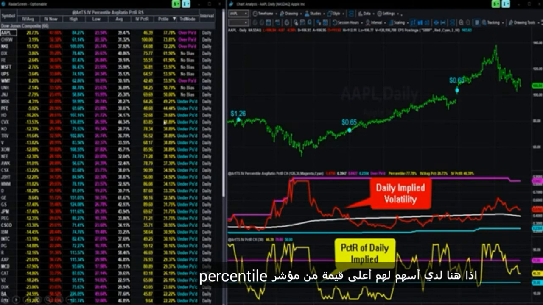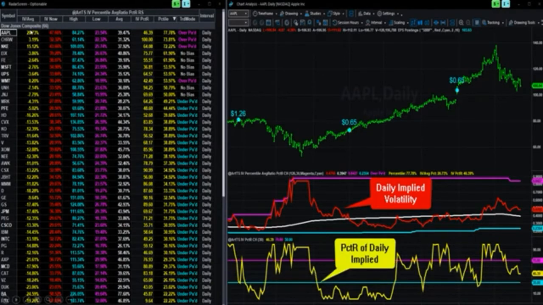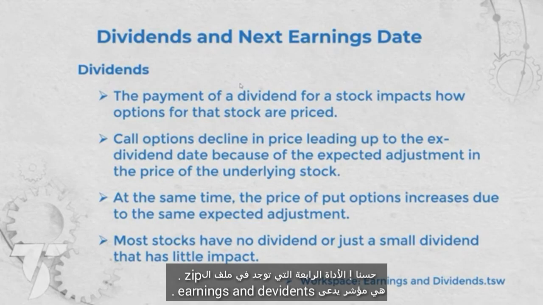So here I'm looking at those stocks that have the highest percentile of IV right now on this list of stocks, which is the Dow Jones Composite 66. So by sorting on any of these columns in radar screen, I can rank these symbols by their implied volatility analysis. Okay. The fourth workspace that is in that zip file is a workspace called Earnings and Dividends.